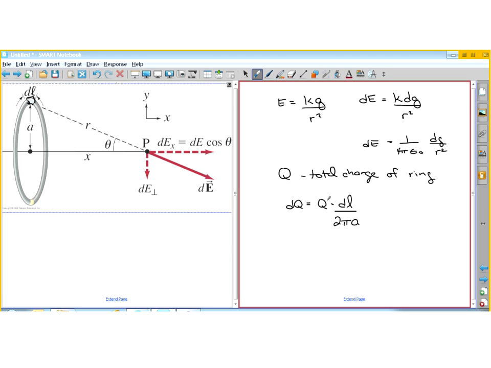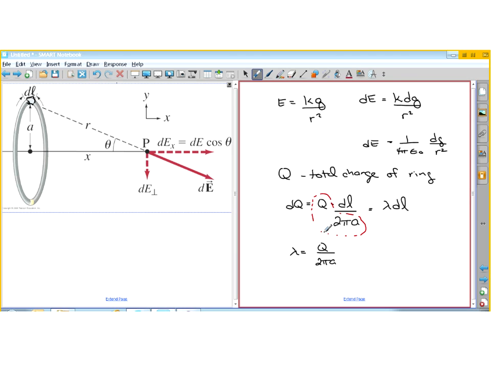And we are going to call this part lambda for the calculations. So we're going to say that lambda is Q, the total charge, divided by 2 pi a. These are all constant values for the particular situation. So then you end up with lambda times dl. So dq is lambda times dl. This is the charge per unit length.